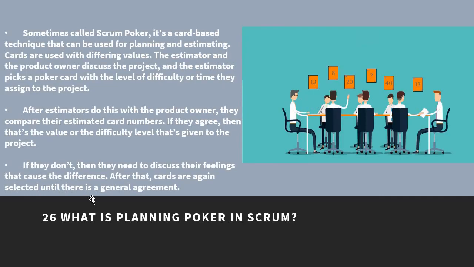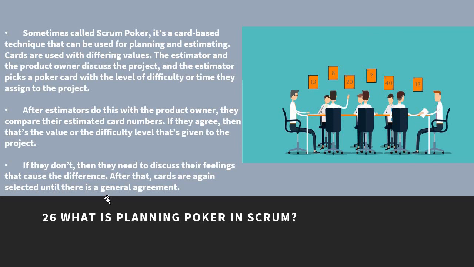Next question, what is planning poker in Scrum? It is a card-based technique that can be used for planning and estimating. Cards are used with different values. The estimator and the product owner discuss the project, and the estimator picks a poker card with the level of difficulty or time they assign to the project.